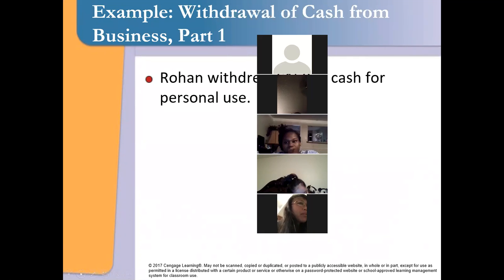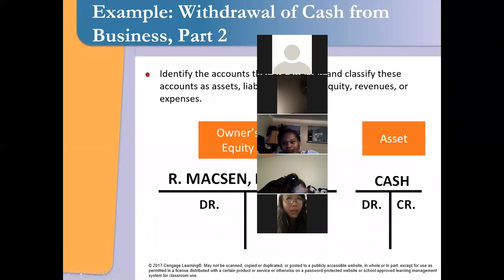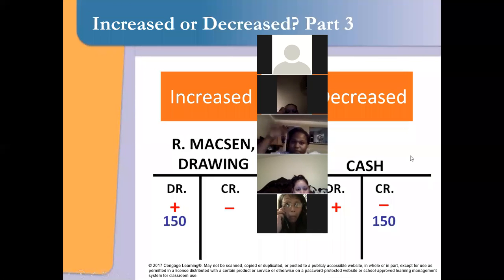So remember, cash went down, right? So if cash goes down, it would be a what? A credit. And the other account must be? Debit. So the drawing is debited. Cash is credited. Okay? There it is.